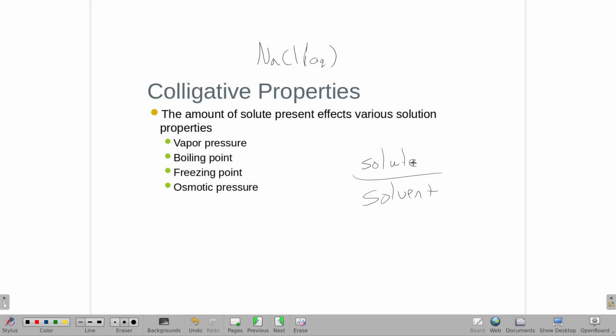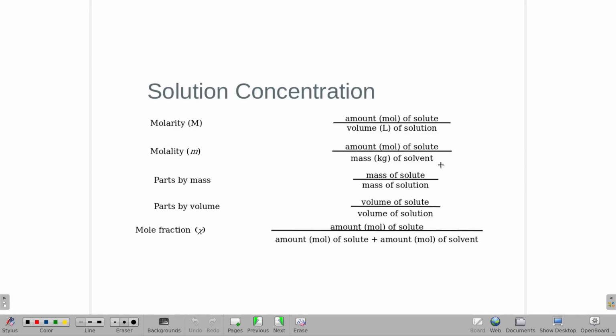What I mean by that, sometimes we want to look at moles of the solute. Sometimes we want to look at grams of the solute. Sometimes we're going to look at the volume of them. So there are different concentration terms we have to look at for the different colligative properties. So right now we're going to expand our concentration terms.